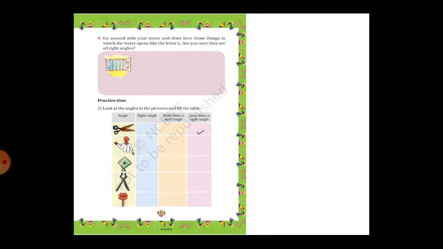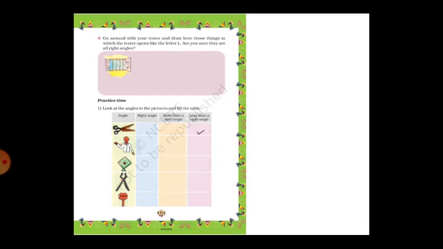A door is a very good example. If you close the door completely, then it is 0 degrees. If you open it a little bit, then an angle will form. If you open it more and more, so many angles form. You can check it. Practice time.